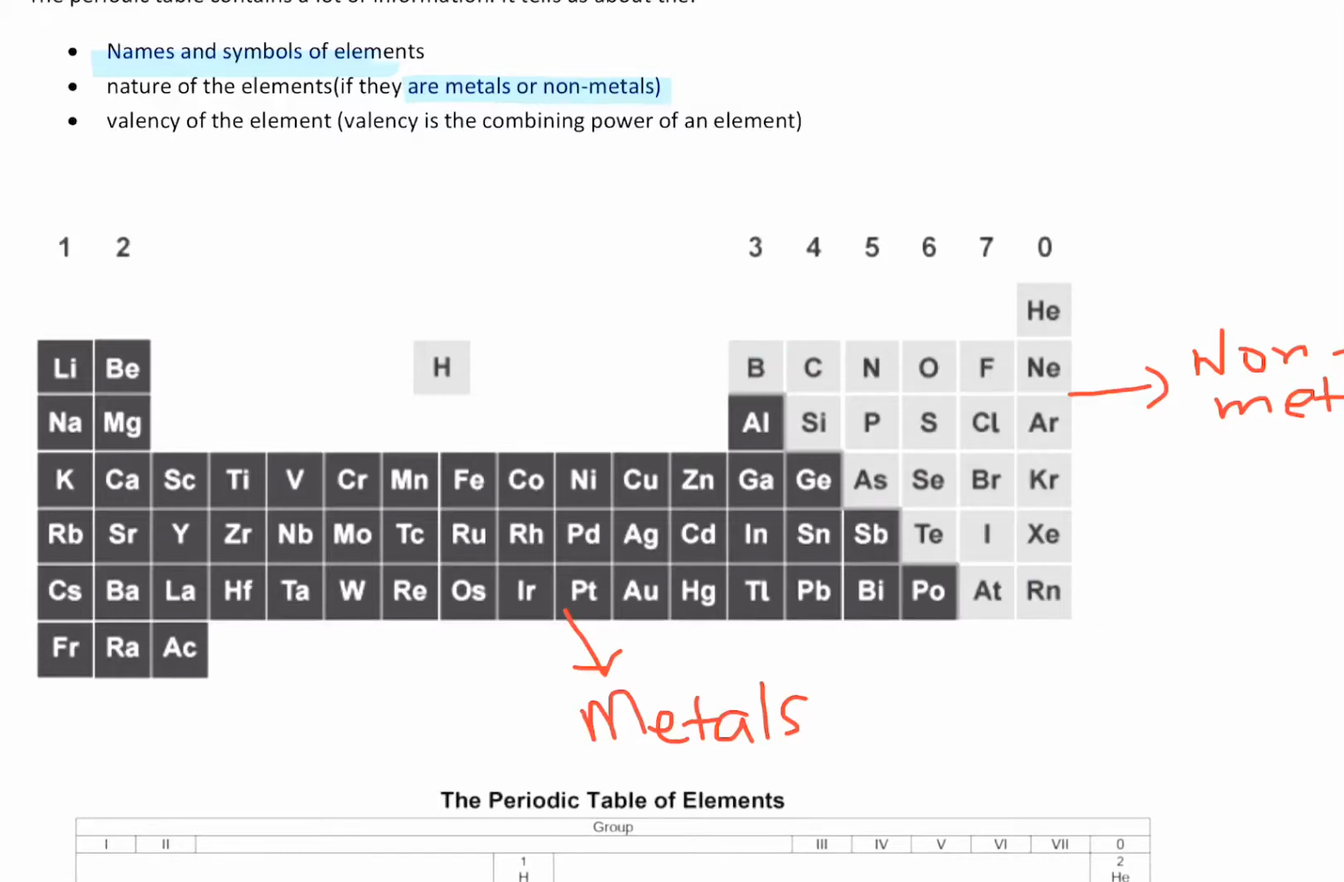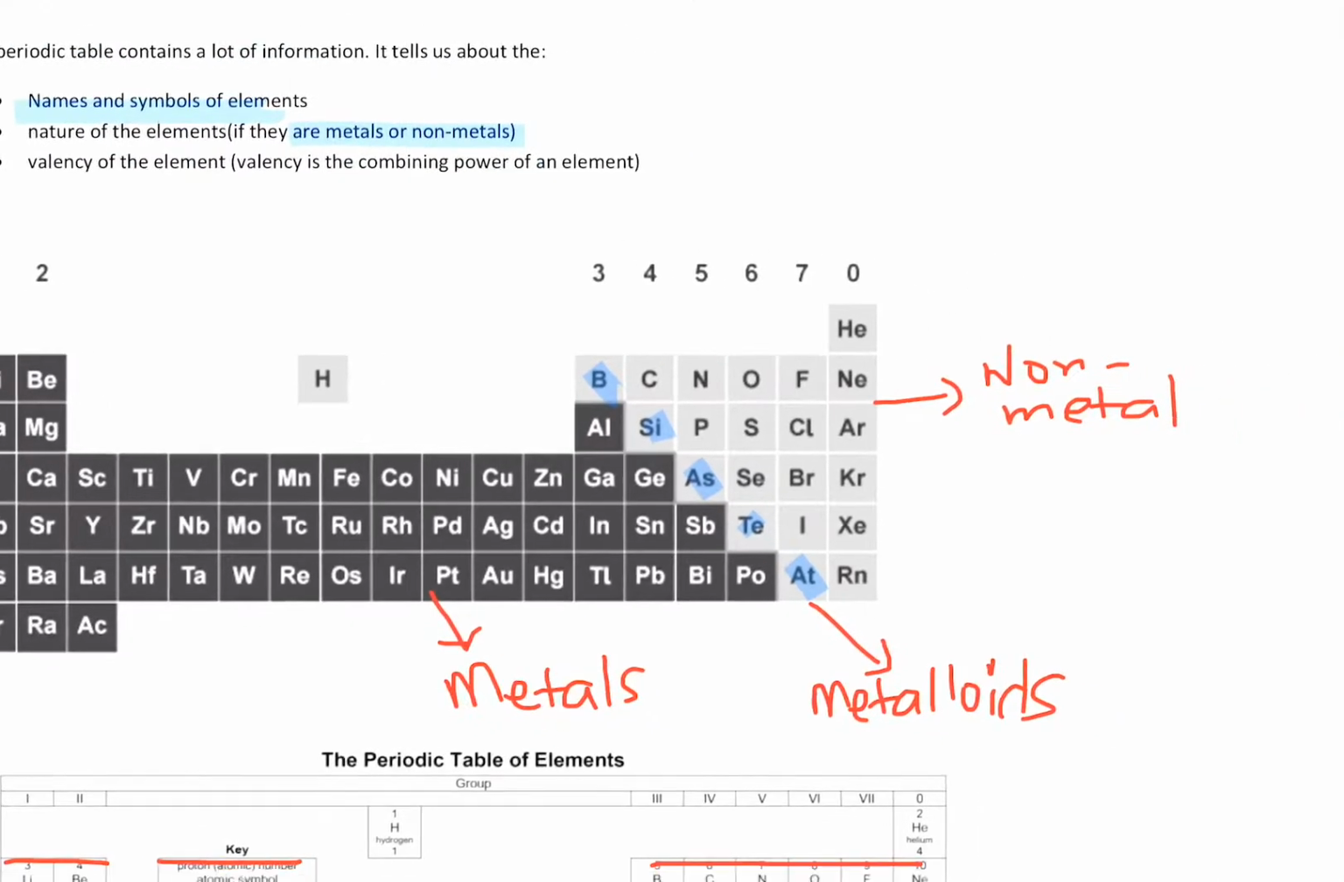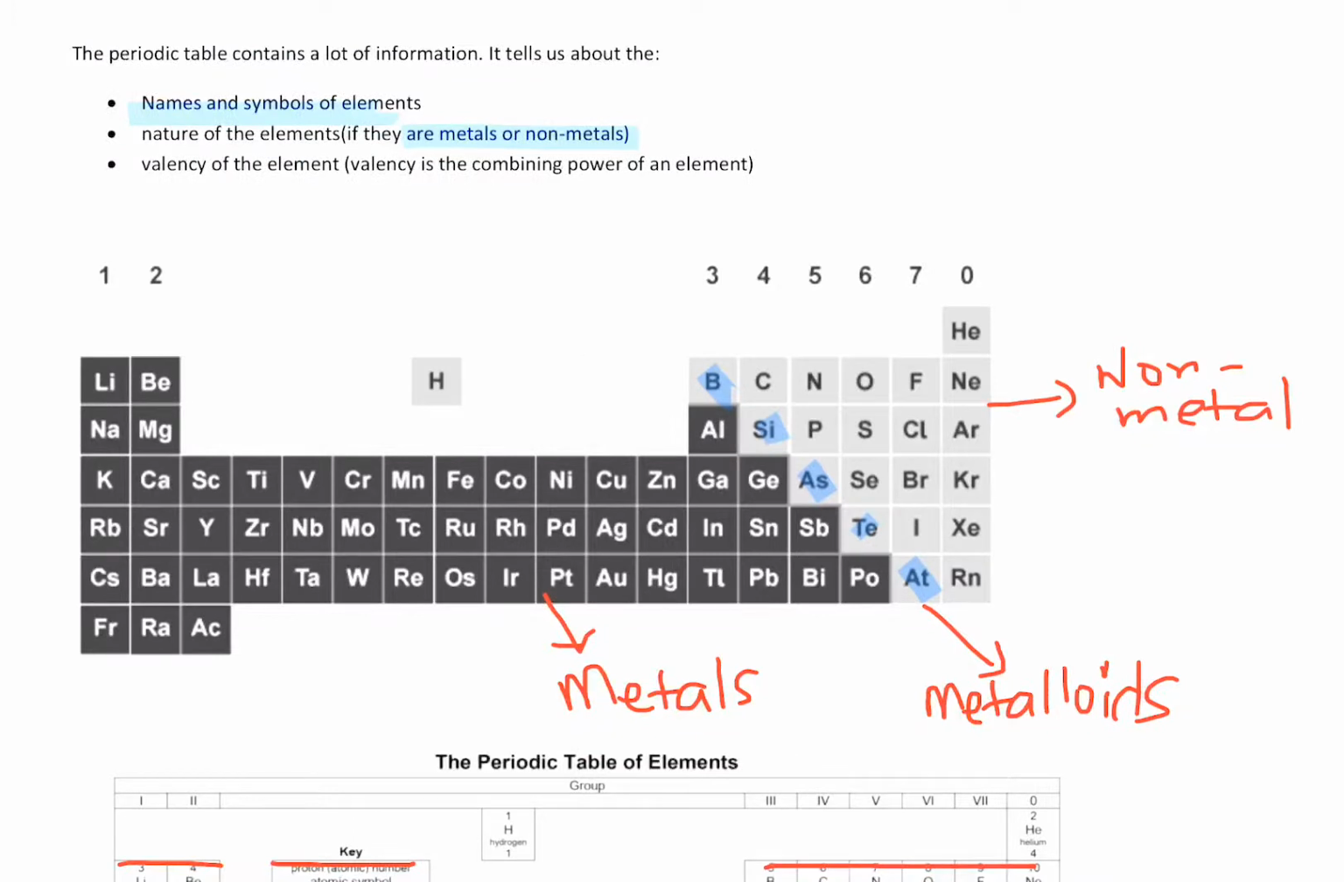Actually, over here on the borderline, boron, silicon, arsenic, tellurium, and astatine, these elements share the properties of metals and non-metals. These are called metalloids. They have both metal and non-metal properties, but for now we're just going to consider them overall as metals and non-metals.